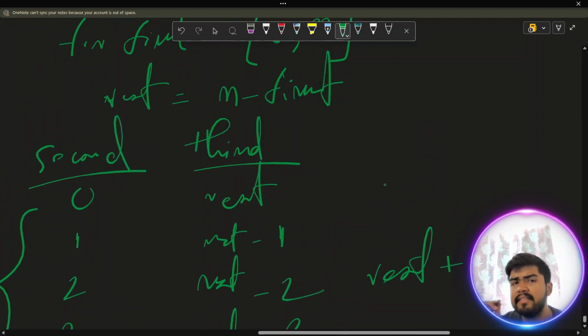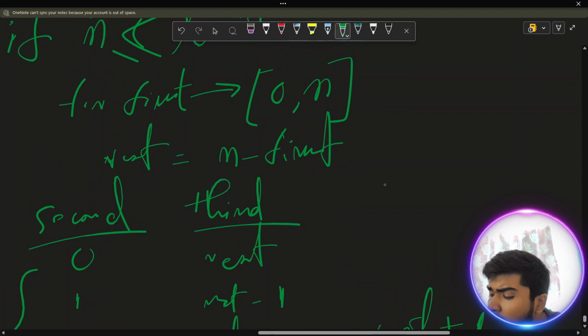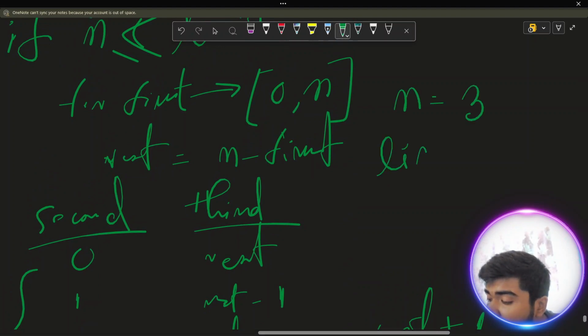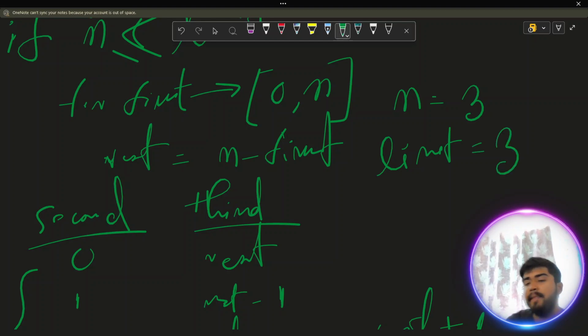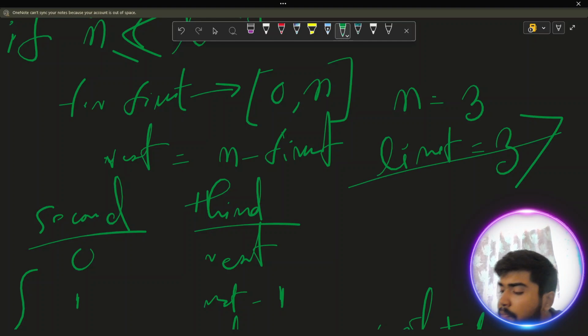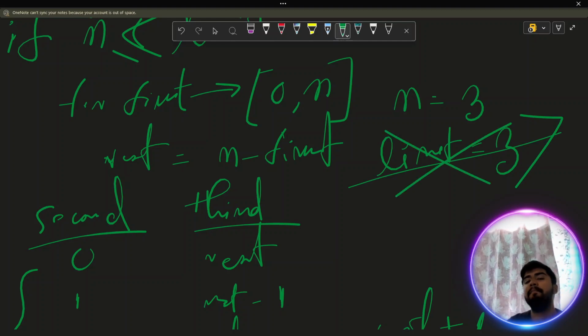So yes, you are correct. Our first is going to iterate. My n is 3, and my limit is 3. If my n is smaller than my limit, I don't have to care about my limit altogether. I can get rid of it. I can only play with n.